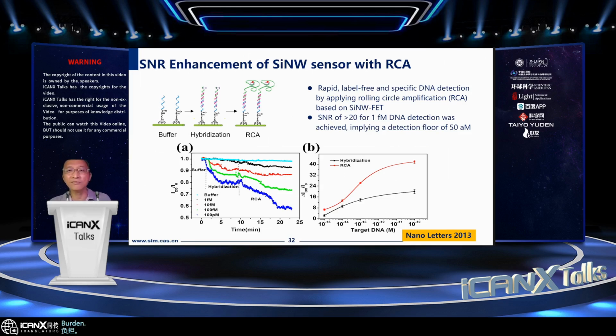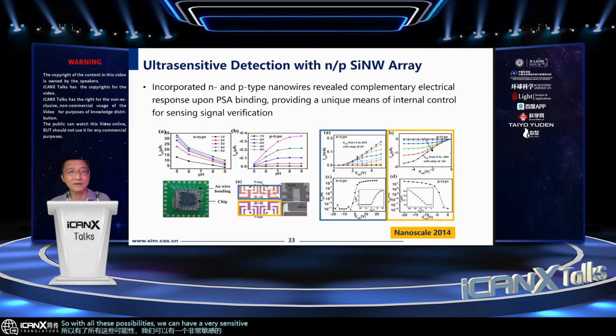With the help of the RCA, we can even improve the signal to noise ratio to 20 for the 1 femtomole DNA. And it means it's possible to detect the 50 attomole DNA. So with all this possibility, we can have a very sensitive silicon nanowire sensor.